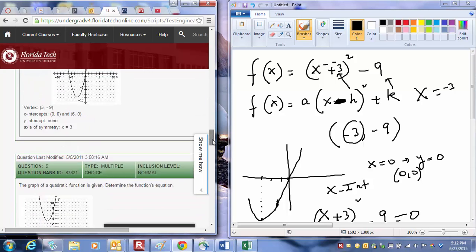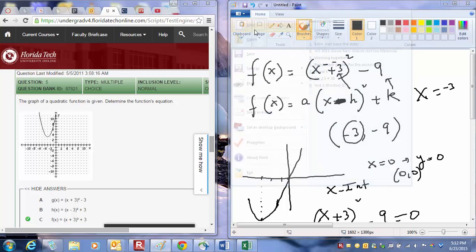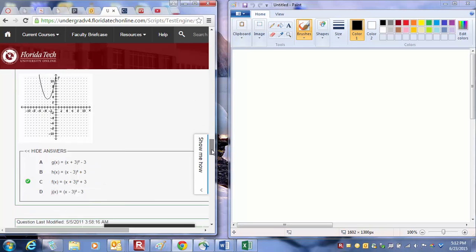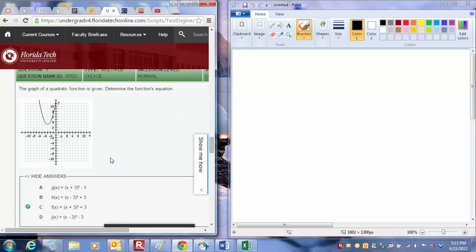Let's go to the next question, which is number 5. The graph of the function is given. We need to find the equation. So we have the multiple choice here, and if we can figure out the coordinates of the vertex, which is negative 3, 3, these are the vertex. And we notice that every choice has a equals 1, so we don't have to worry about a.